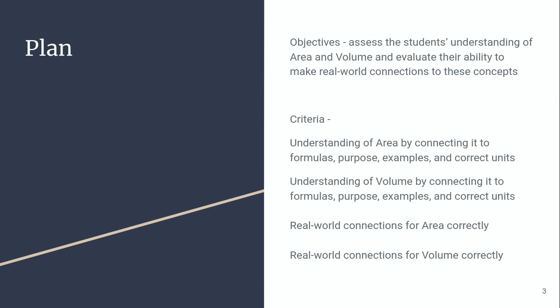The objectives were to assess the students' understanding of area and volume and evaluate their ability to make real-world connections to these concepts. The criterion for the project was that the students needed to show the following: understanding of area by connecting it to formulas, purpose, examples, and correct units; understanding of volume by connecting it to formulas, purpose, examples, and correct units; and then the real world connections for both area and volume correctly.